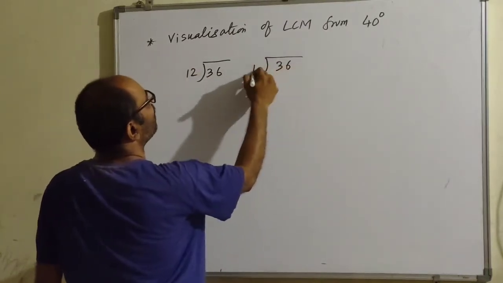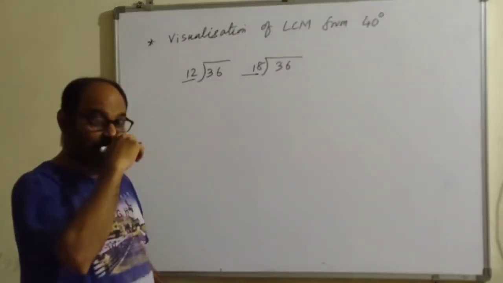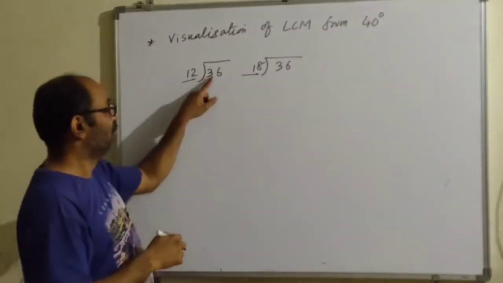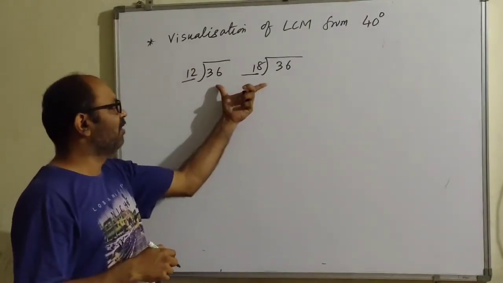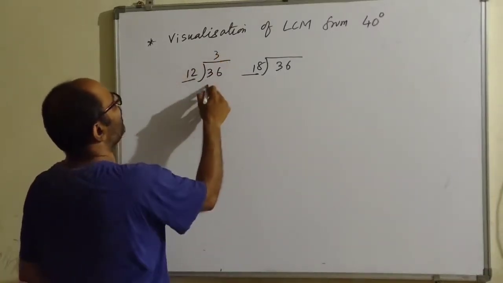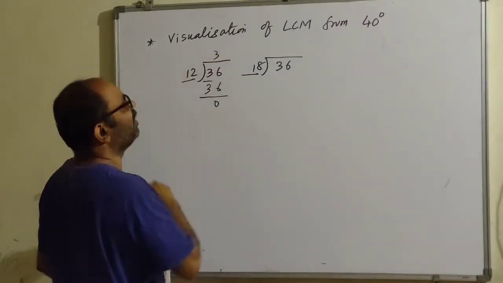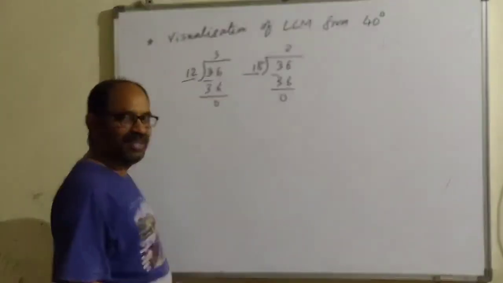and 18. In the previous case, first example, 36 is the LCM of 12 and 18. So let me divide 36 both by 12 and 18. 12 threes are 36, remainder is 0. 18 twos are 36, the remainder is 0.